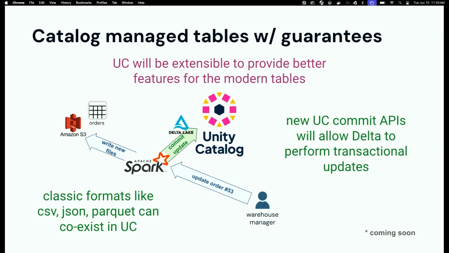I'll go into details later. And then the third problem is better support for modern formats. So we're building new APIs in Unity Catalog that will allow Delta Lake, Iceberg.